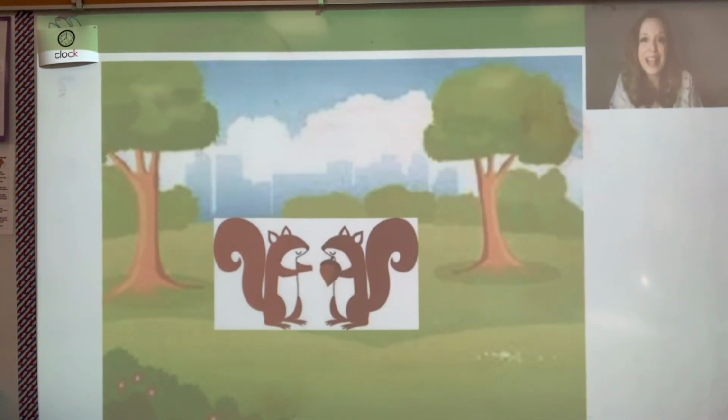Friends, this weekend, I went to the park. If you love going to the park, say, me too. Oh, I heard a lot of me toos. When I went to the park, I saw some squirrels. You can see them on the slide. Squirrels are so much fun to watch.